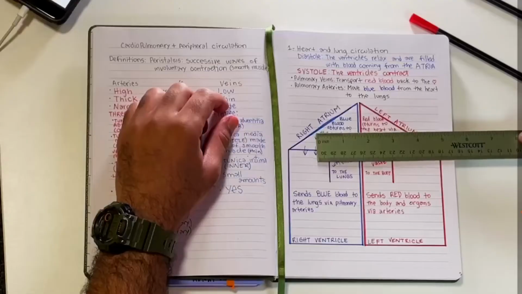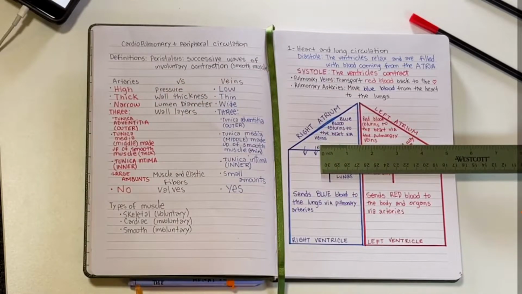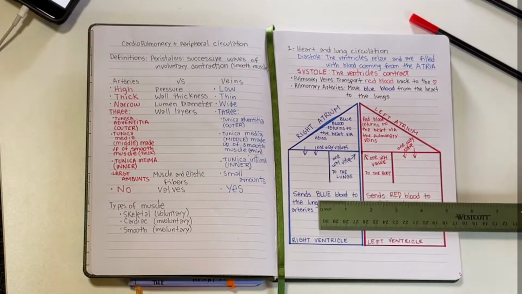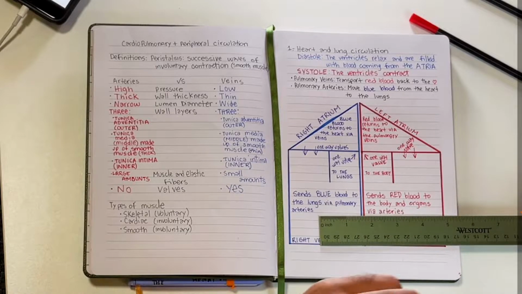After the lungs, the red blood returns to the heart via the pulmonary veins through the one-way valve that we're talking about. And then the ventricle contracts and it sends the red blood to the body and the organs via the arteries.